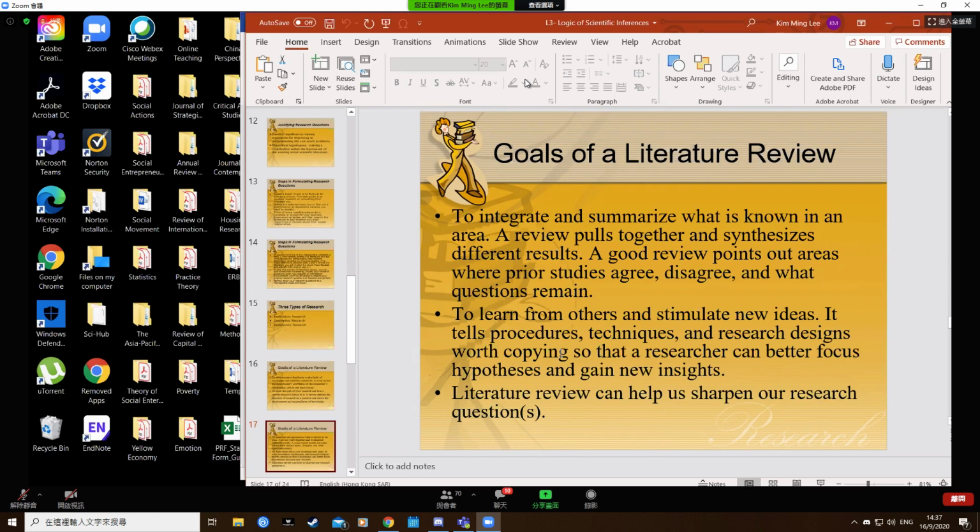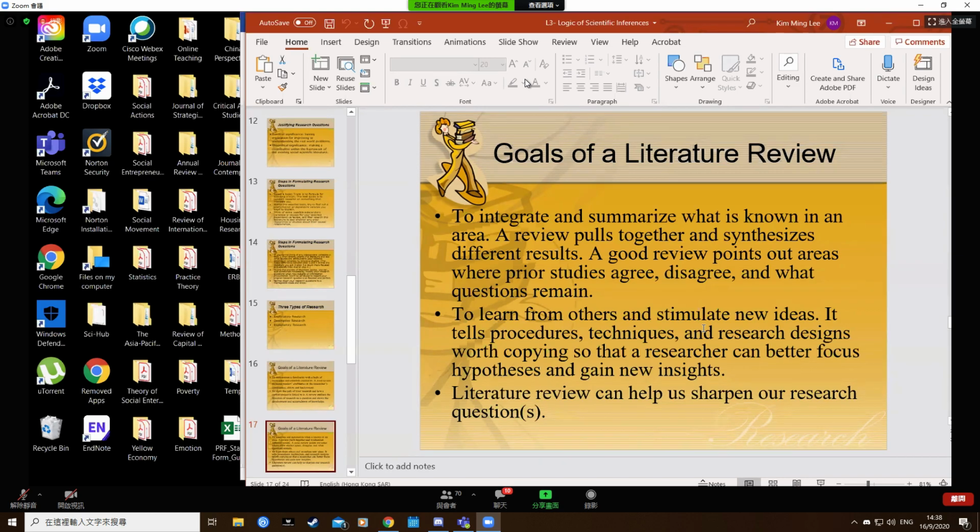So it tells procedures, technique, research design worth copying so that a researcher can better focus hypothesis and gain new insights. So not only for the theory, you also can reveal how people design the research to achieve it. So actually the research design, for example, you want to study so-called the status attainment model. And you notice that in the past, most study on this educational attainment rely upon survey. So in your research, you may also want to use survey.